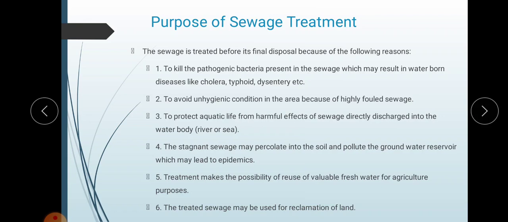Okay, so in order to prevent the soil percolation, we have to treat the sewage before it is disposed on the land. And the treatment makes possible the reuse of valuable fresh water for agricultural purposes. So the sewage after treatment we can use for agriculture. And the last one, the treated sewage may be used for reclamation of land filling, etc. So these are some of the objectives of sewage treatment.